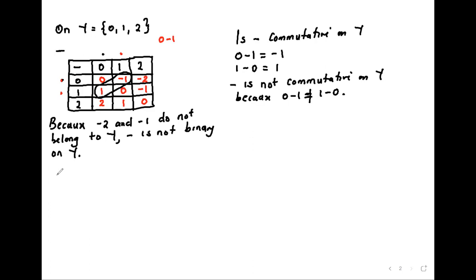Another question: is it associative? Is minus associative on Y?